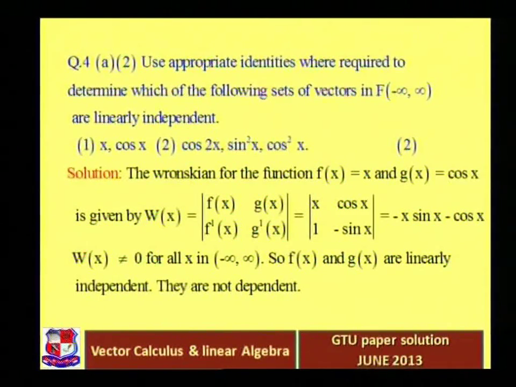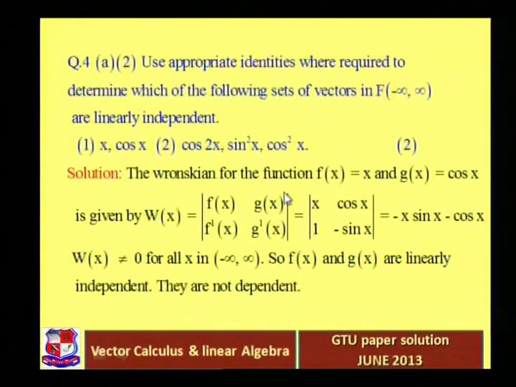Use appropriate identities where required to determine which of the following sets of vectors in F(minus infinity to infinity) are linearly independent. This question was asked for 2 marks in this question paper, and here we have to solve these 2 examples. The first one is x, cos x, and the second one is the 3 functions cos 2x, sin square x, and cos square x. To check whether these are linearly independent or dependent, we have to use the Wronskian determinant.